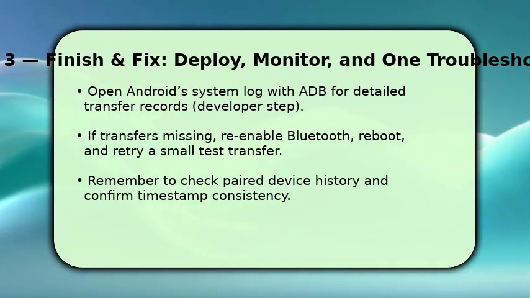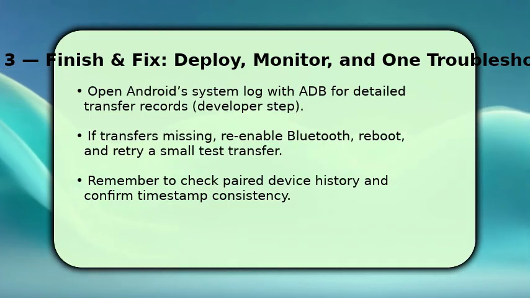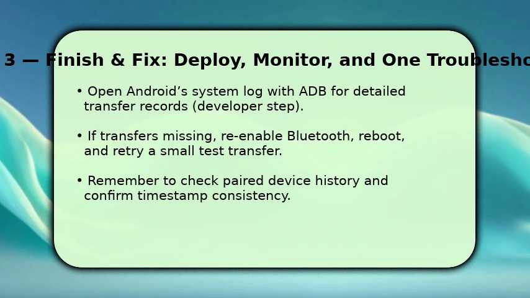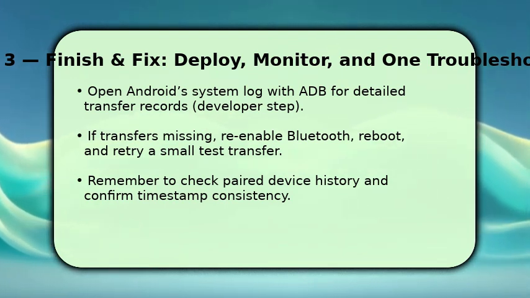If files aren't showing, toggle Bluetooth off and on, reboot the phone, then perform a small test transfer to reproduce the event. This clears transient issues. If problems persist, verify the paired device's history and time settings, because mismatched clocks can hide recent transfers.